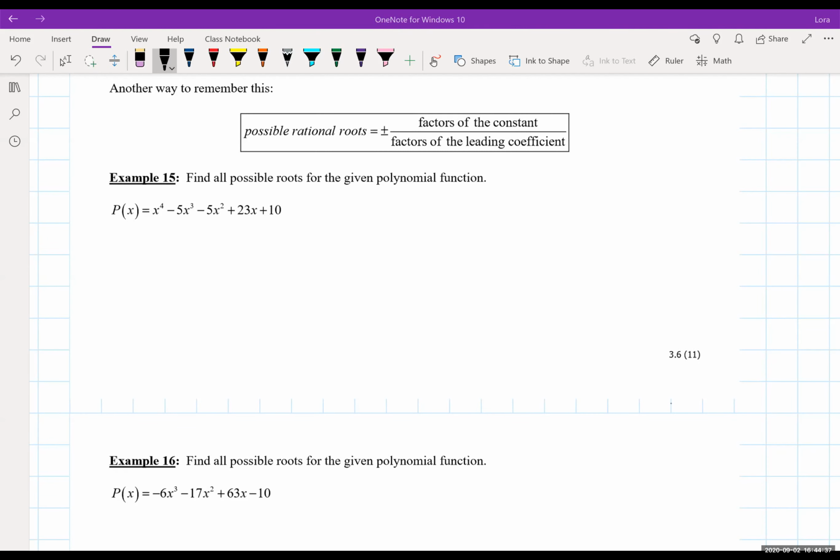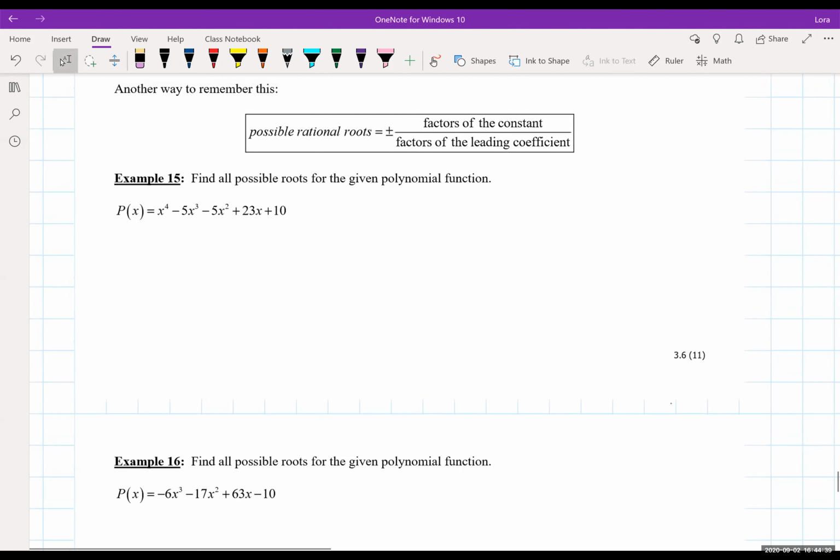Let's go over one last theorem of this section. This allows us to determine all the possible roots for any polynomial function that we have in front of us, as long as it's in a sum or difference of terms. So starting off, the theorem tells us that the possible rational roots can be set up so that you are taking factors of the constant term over factors of the leading coefficient.